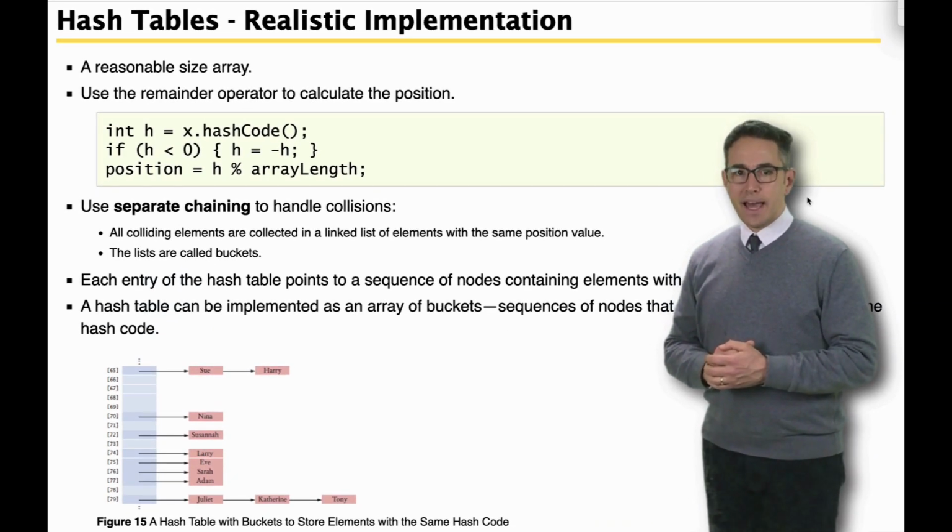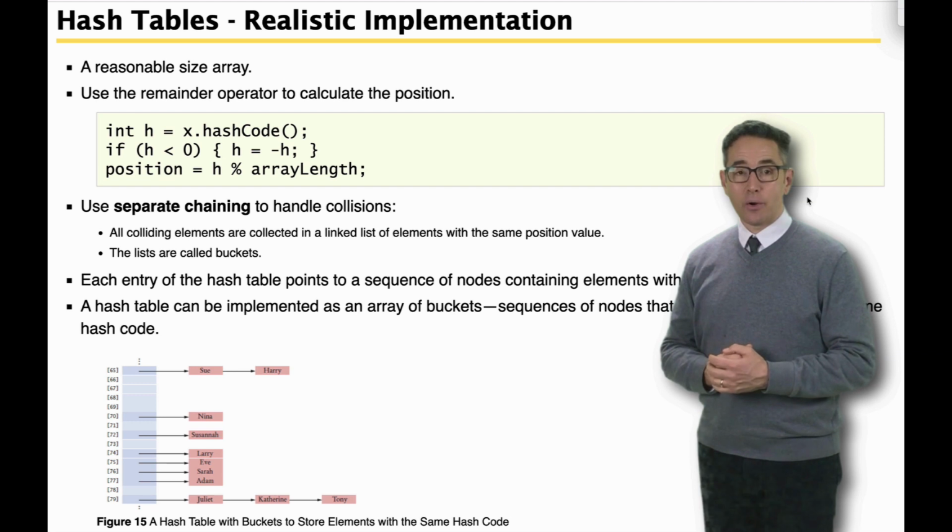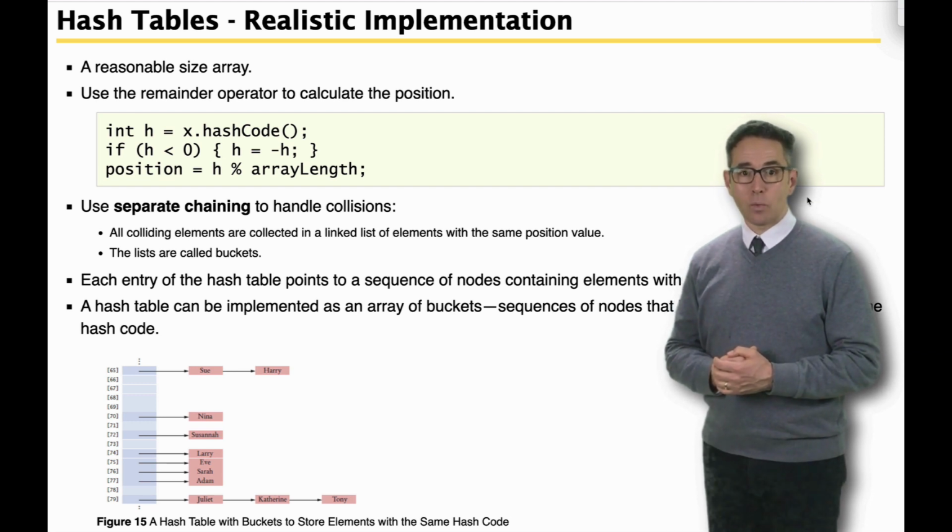What we'll do instead is we'll use the modulo or remainder operator. And in this way we can have a reasonable sized array but still use the hash code in order to identify which bucket we're going to put it in, which slot in the array.